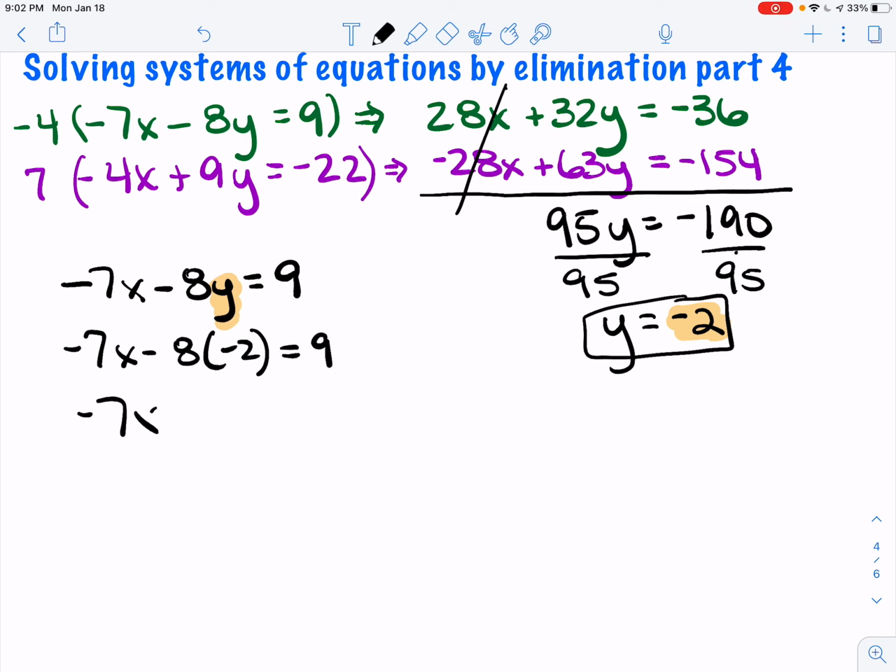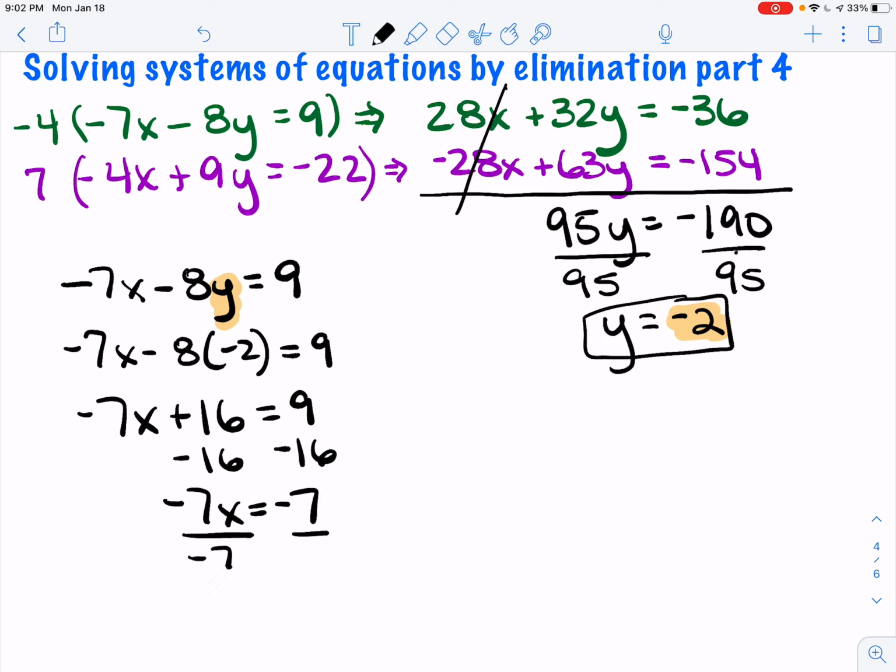So I have a negative 7x. Negative 8 times negative 2 is a positive 16 equals 9. So now I'm going to subtract 16 from both sides. Negative 7x equals negative 7. I divide by negative 7, and I see that x equals positive 1. Perfect. So are we going to write this as an ordered pair? So my ordered pair is going to be 1, negative 2.